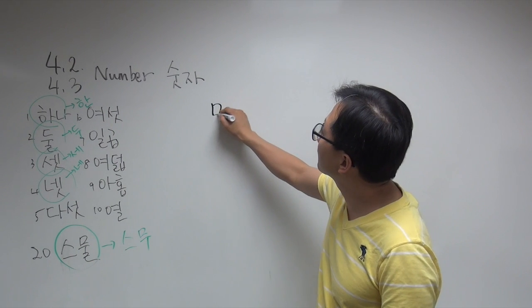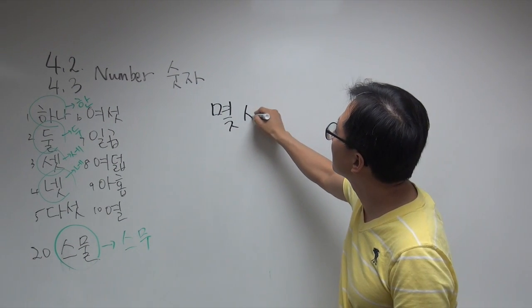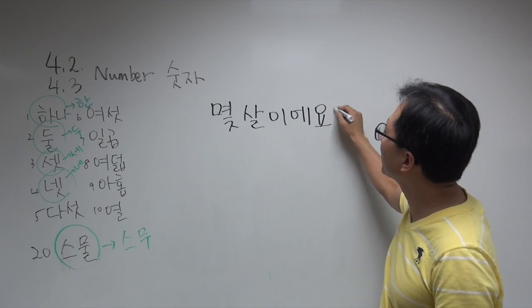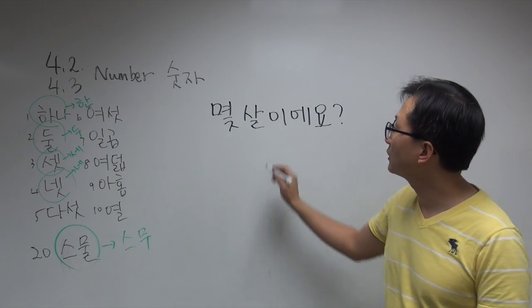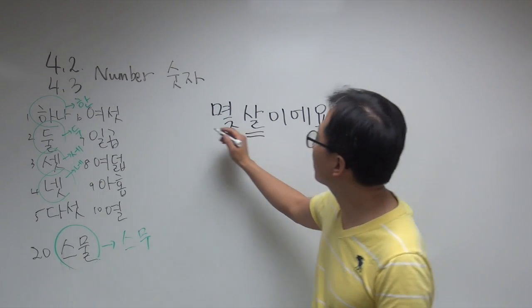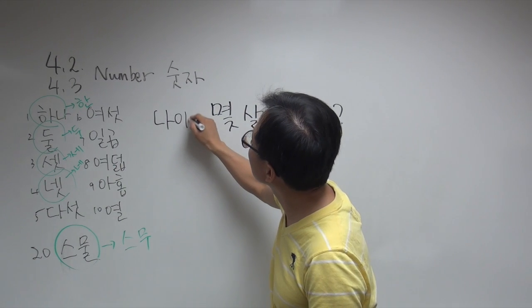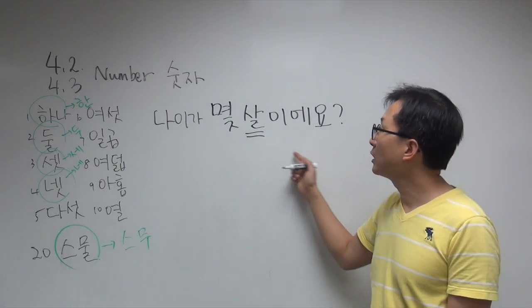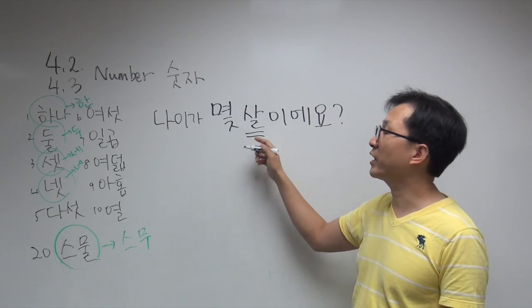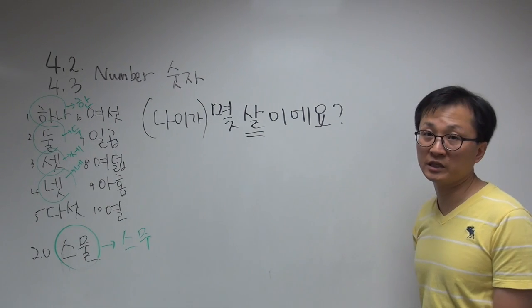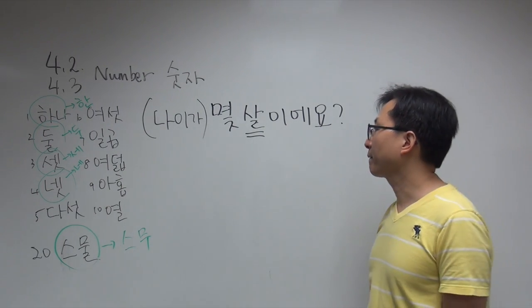몇 살이에요? 살 is counter for age. So specifically we have to say 나이가 몇 살이에요? We have to say it this way. But 살 is counter for age. So even though you don't say 나이가, it's understandable. 몇 살이에요? Then, how old are you?